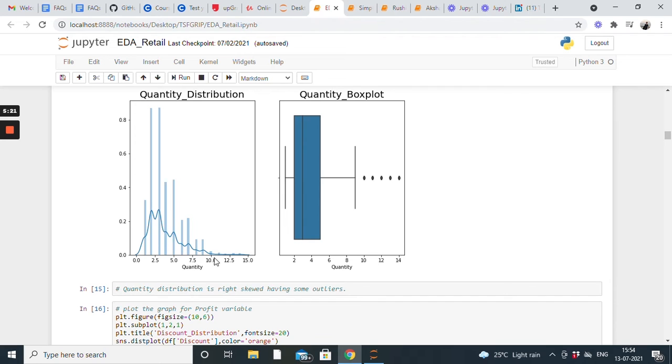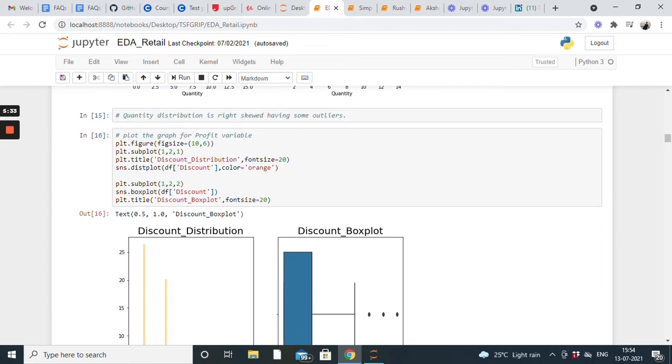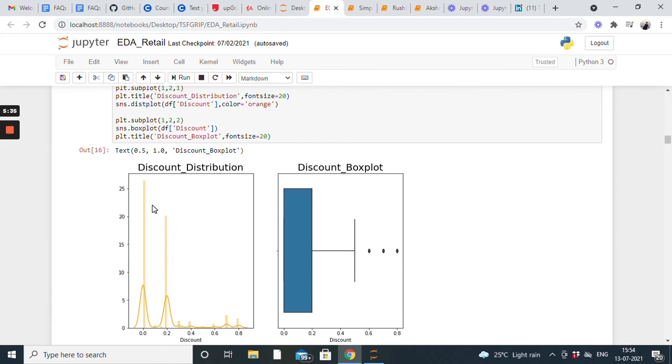Okay, and with some outliers. Quantity is right skewed, and that is a positive distribution, right? What does right skewed mean? Because it's a positive distribution, right? Okay, by default we'll go with the distribution of discount also.